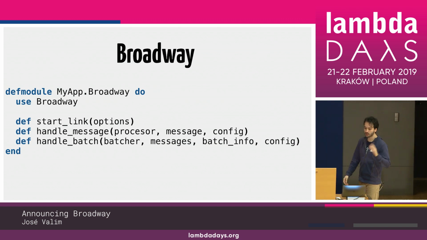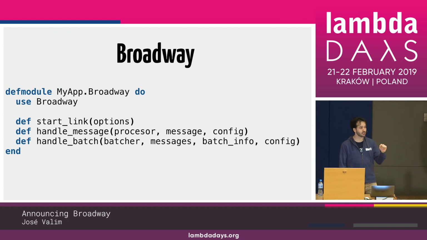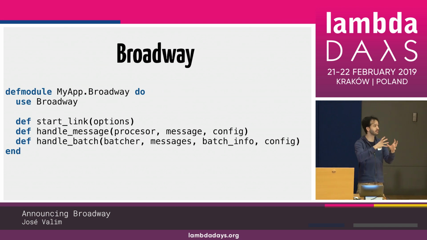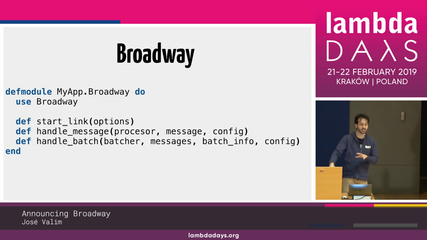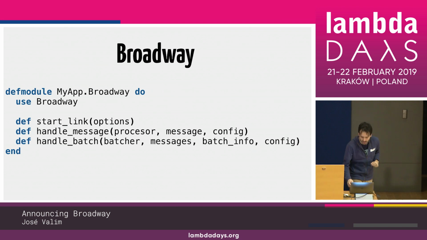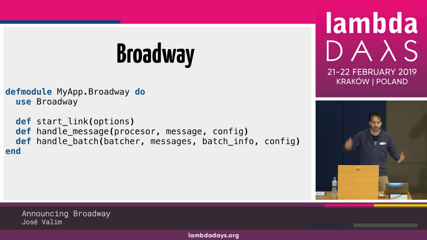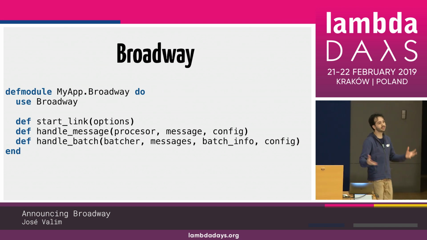After you do that, you have to implement 2 other functions. Handle message, which is going to be invoked for each message, for each event, and handle batch, which is invoked every time you build a batch. So handle message and handle batch is your code, right? You do what you have to do in there. And on start link, what you do is define your pipeline. And what does defining this pipeline look like?